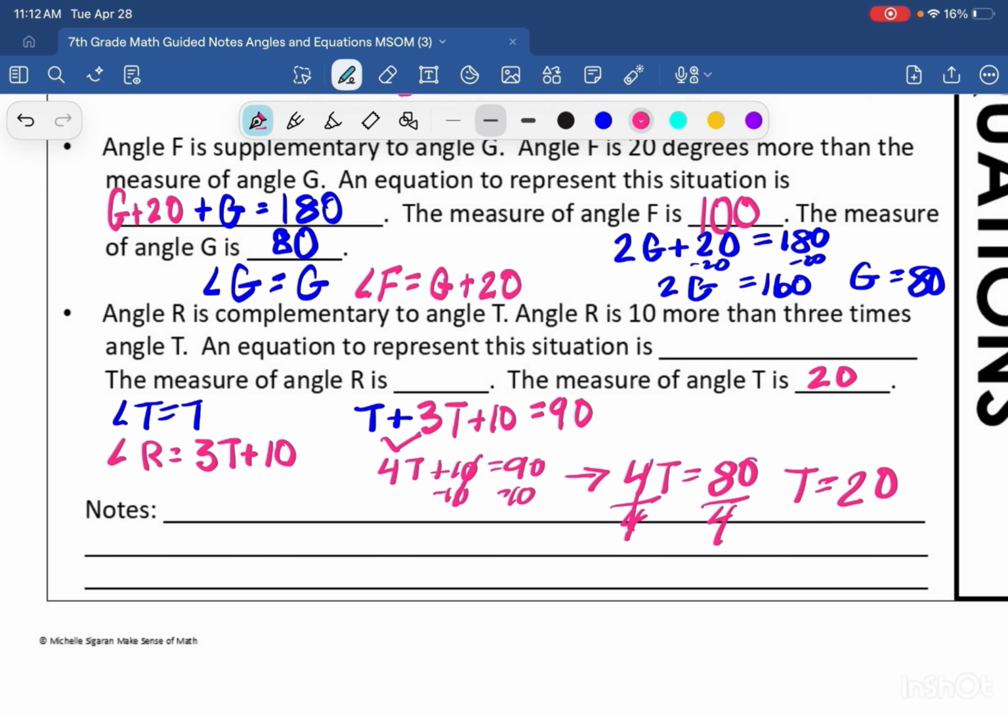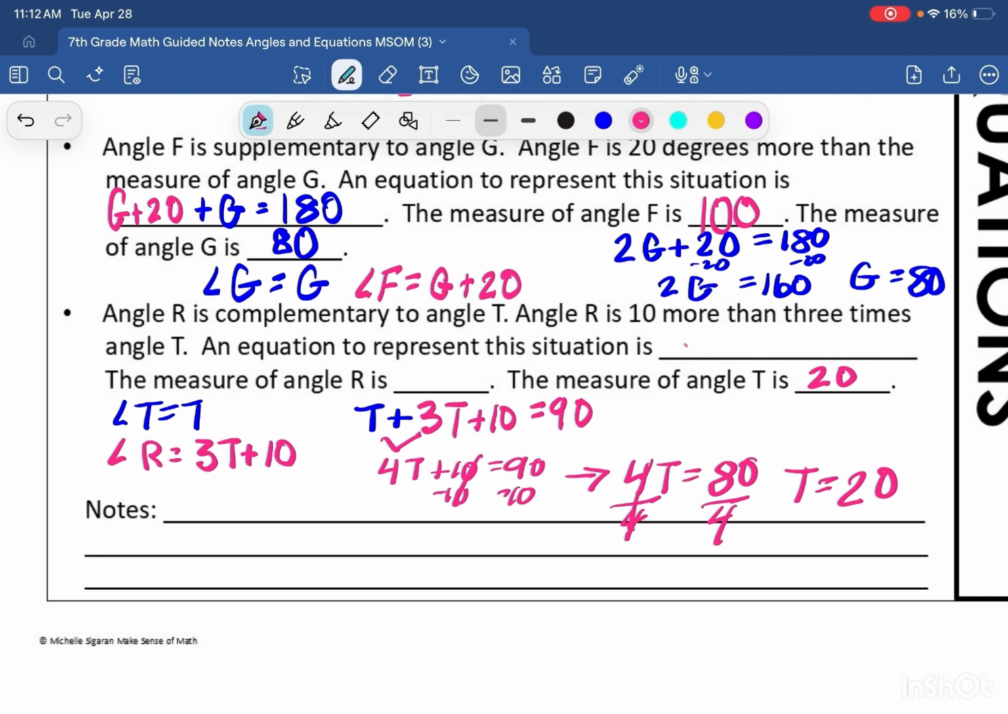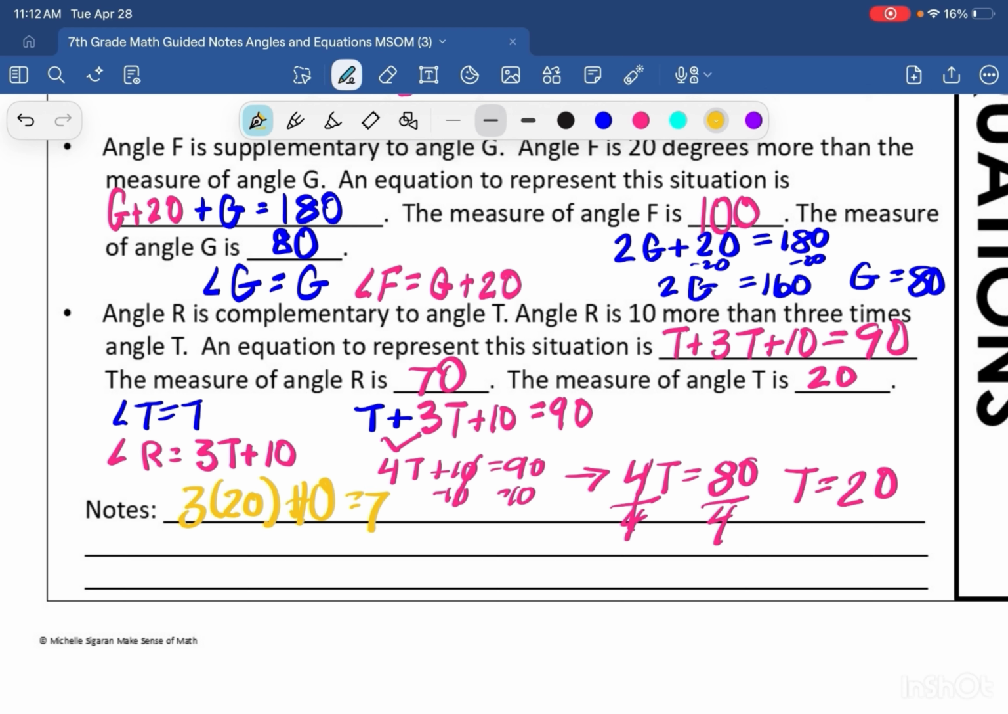I need to write my equation right here, which I have right there. So let's write it in there. I have T plus 3T plus 10 is 90. And again, since they're complementary, I know that angle R is going to be 90 minus 20, which is 70. But I can also check my work here by substituting 20 in over here. And so I have 3 times 20 plus 10, which gives me 70. So everything checks out.